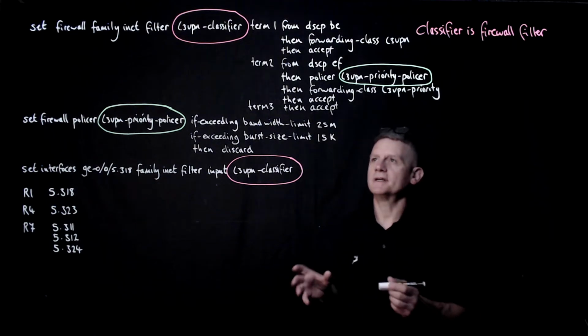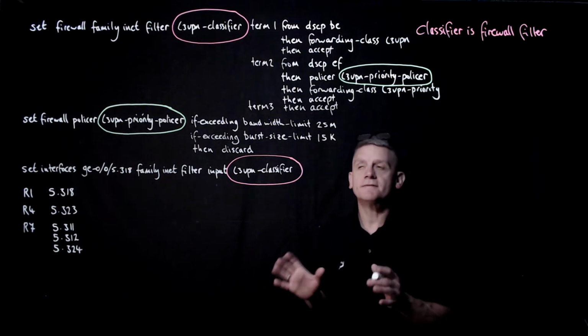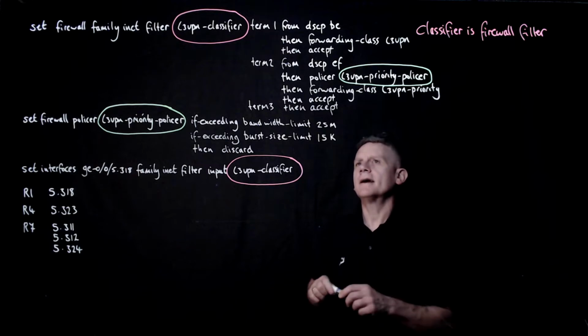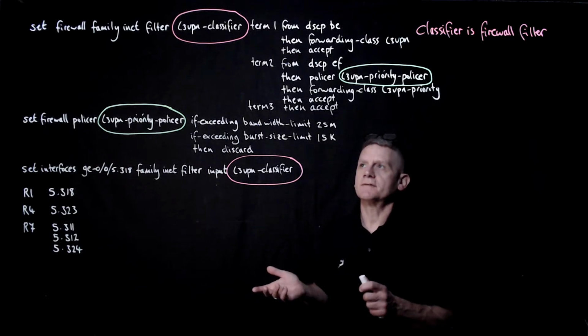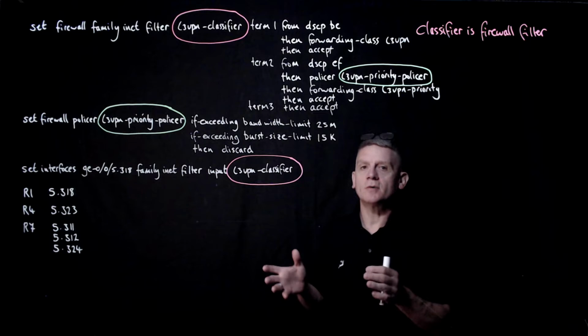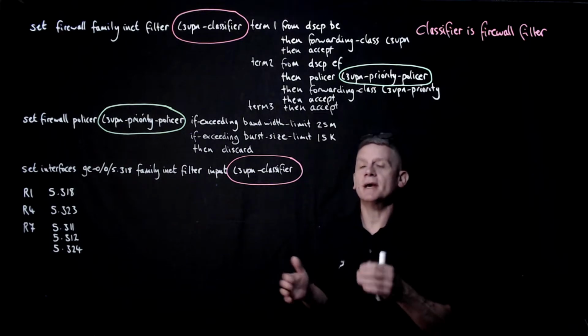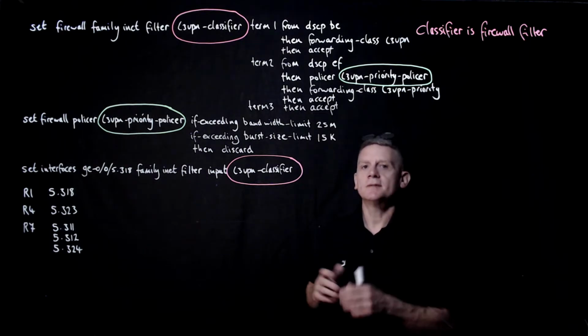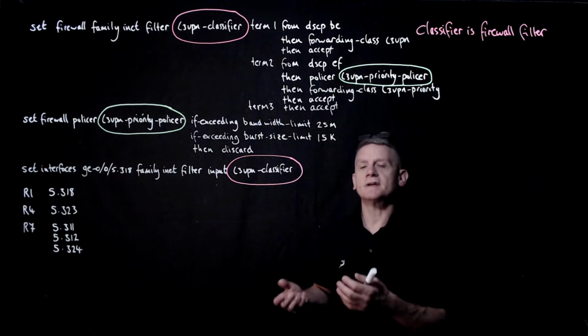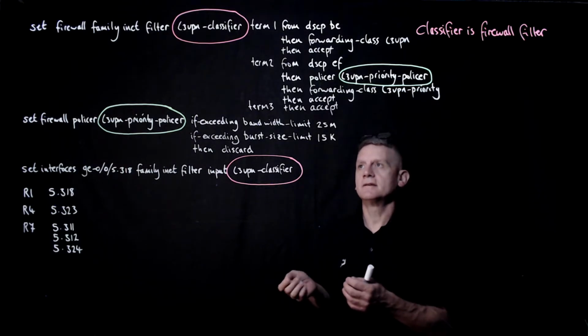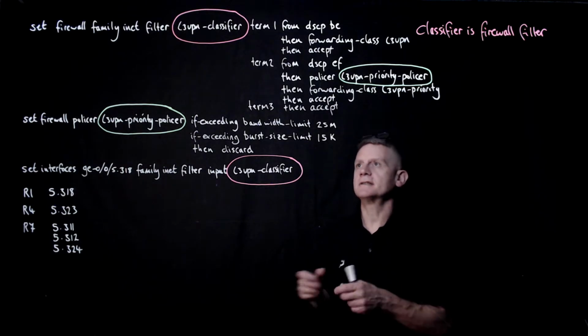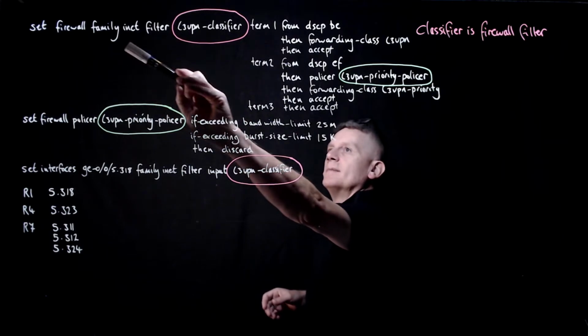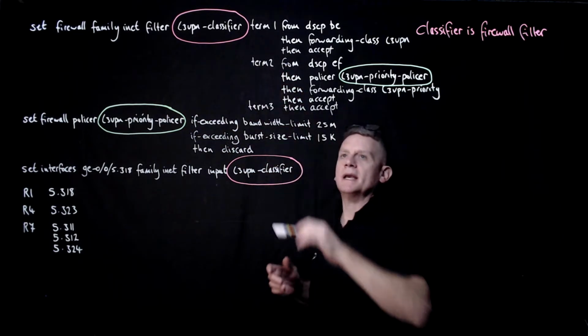Okay, so here we have a specific classifier. Now this is a firewall classifier. Now, as we know, there's two types of classifiers. You can have the firewall classifiers and you can have the behavioral aggregate classifiers. Behavioral aggregate classifiers look at the DSCP values. The firewall classifiers, as we can see here: firewall, family INET, filter, L3 VPN classifier.